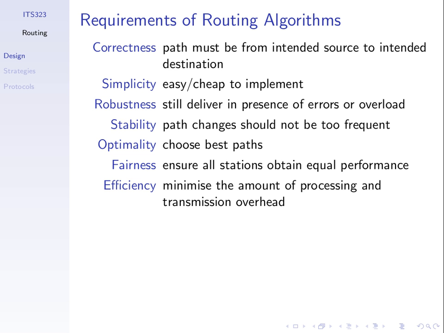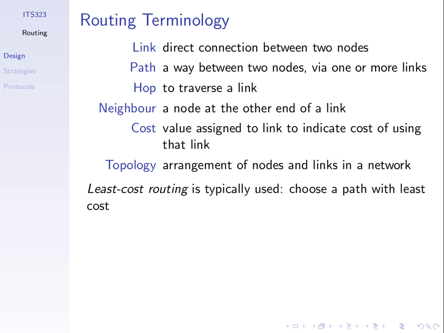Actually, we'll come back to this one, I think. Let's go through some terminology first. We talk about a link now. A link is a connection between two nodes in the network. A path is a way between two nodes, via one or more links. So in this network, there are 3 links. A link from A to B is here. A path from X to Y is via A and B. So we have links and paths.